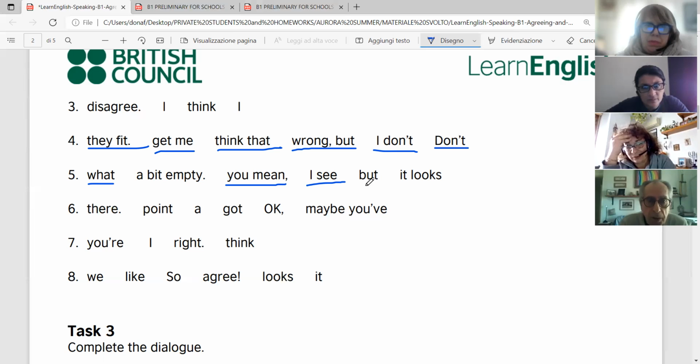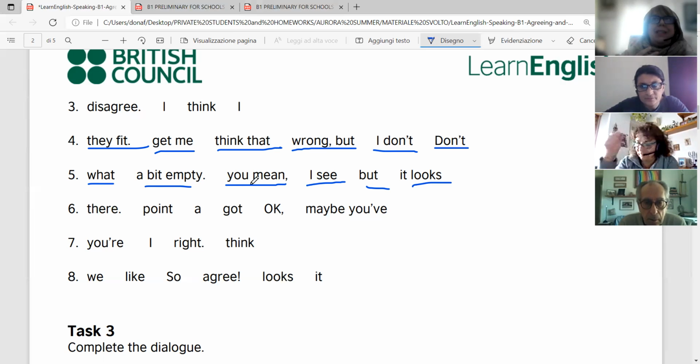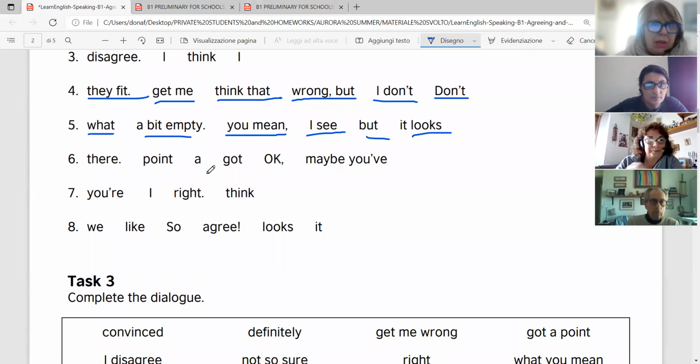But it looks a bit... Yes, very good. Okay, "I see what you mean" is another expression that expresses that I got your point. I understood what you want to express. I see what you mean. Okay, and then there's, of course, you see, there's a but. So, but it seems, it looks a bit empty. Okay.